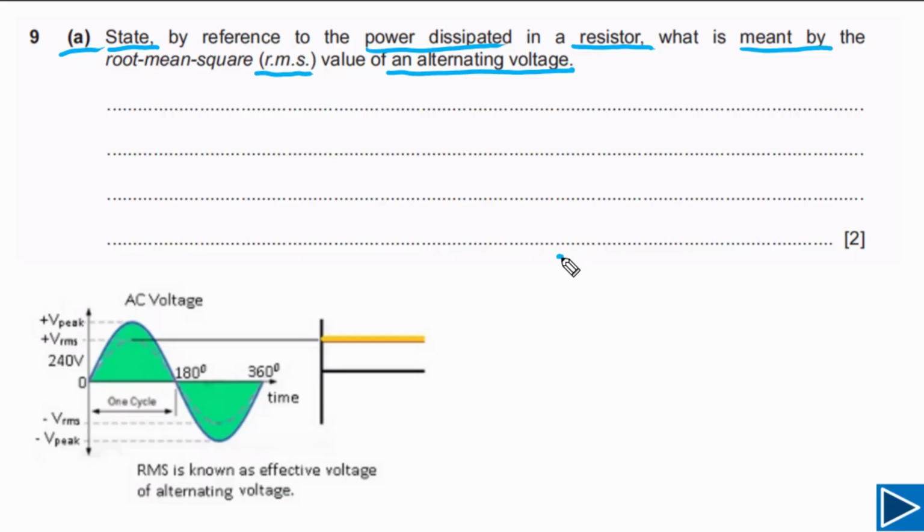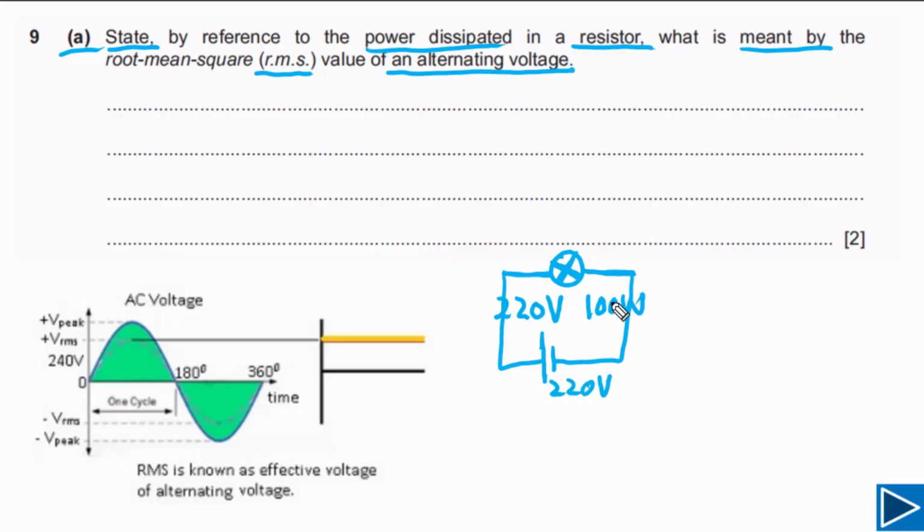Let's try to understand what the RMS value of AC is with the help of one very simple example. Imagine that we have a light bulb, and this is our filament lamp. Let's say the normal operating voltage of this one is 220 volts and the power of this light bulb is 100 watts. It simply means that if we connect this light bulb with a DC power supply of 220 volts, the power dissipated will be equal to 100 watts.